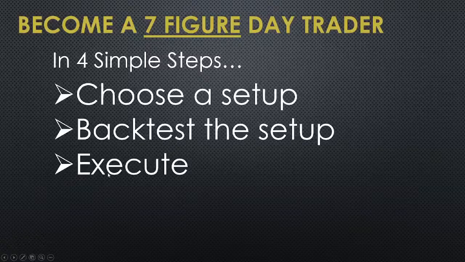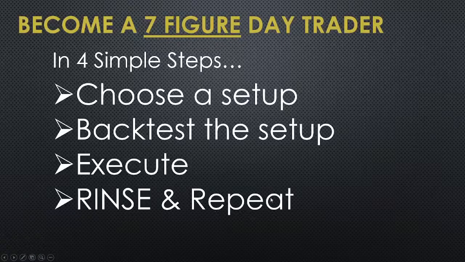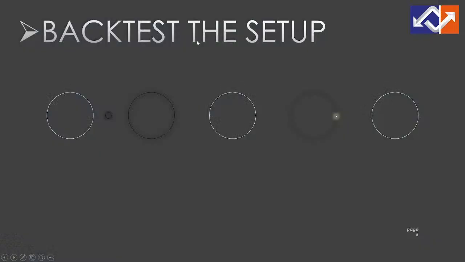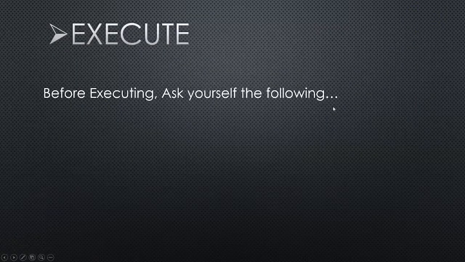And then today we're going to talk about execute. And there's a lot that goes into execute, so we're going to talk a lot about that today. And then the next is going to be rinse and repeat. Now, a rinse and repeat, that's more than just simply going back and back testing something else. There's a process that you should follow that will lead to success. And so we'll talk about that next week. But today we're going to talk about execution, right? So before executing, you need to ask yourself the following questions, okay?